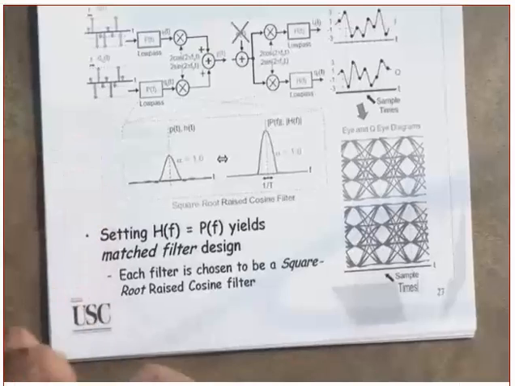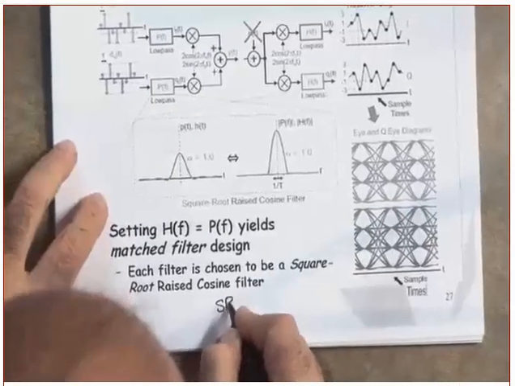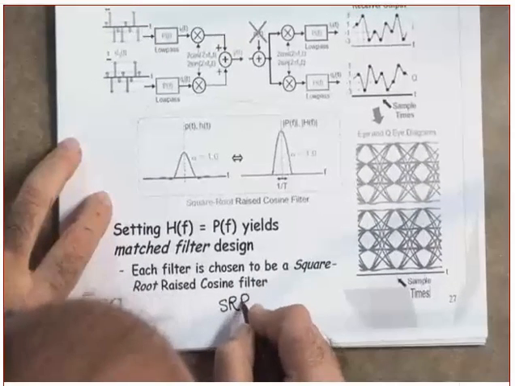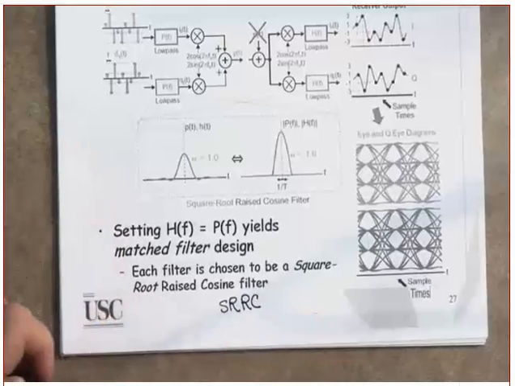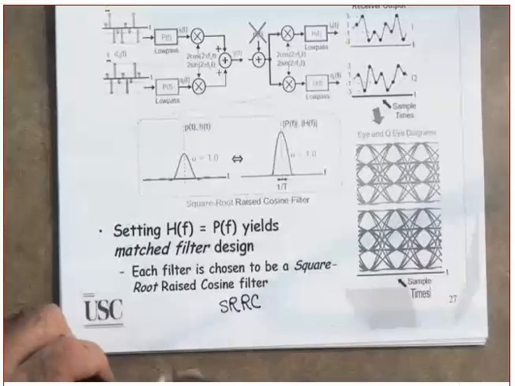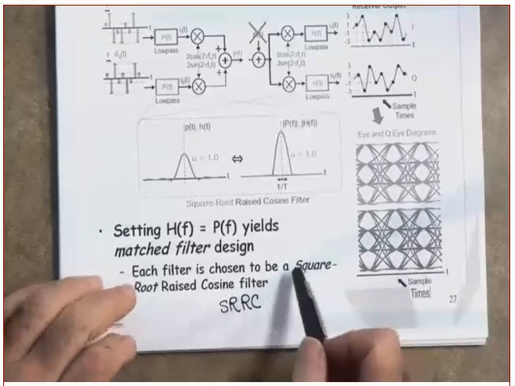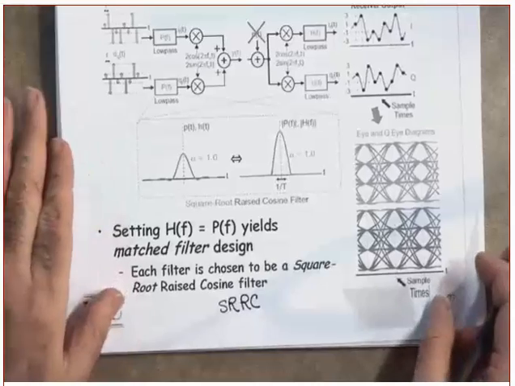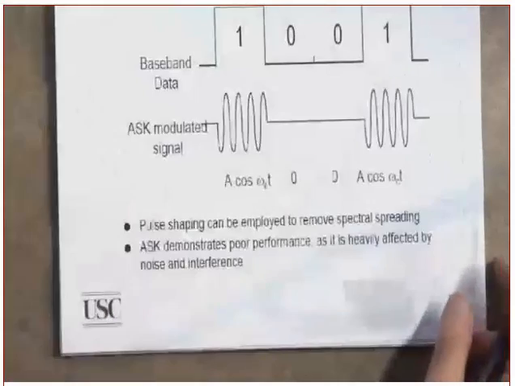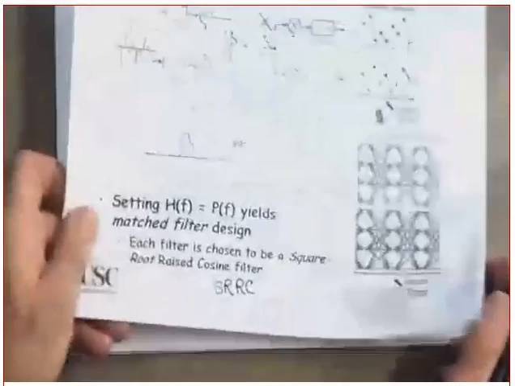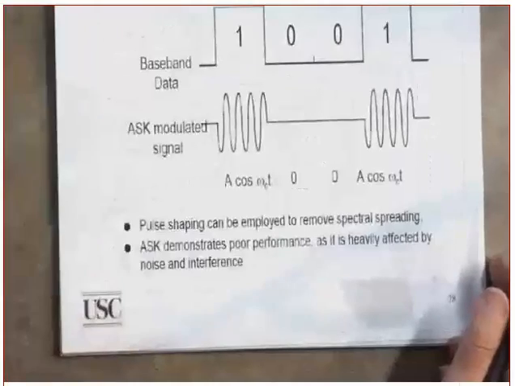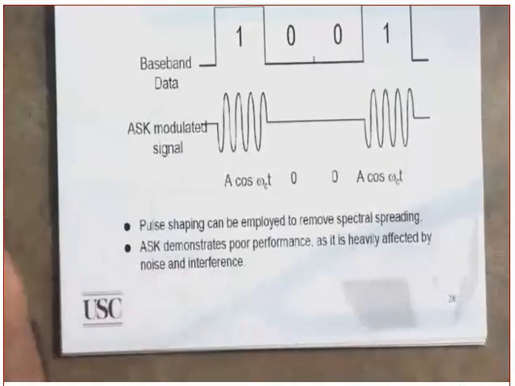This one's called the square root raised cosine, SRRC. Sometimes they just call it SRC, but if you want to be precise, it's the square root raised cosine filter. Clear? Okay. Now, any question on this? Okay.